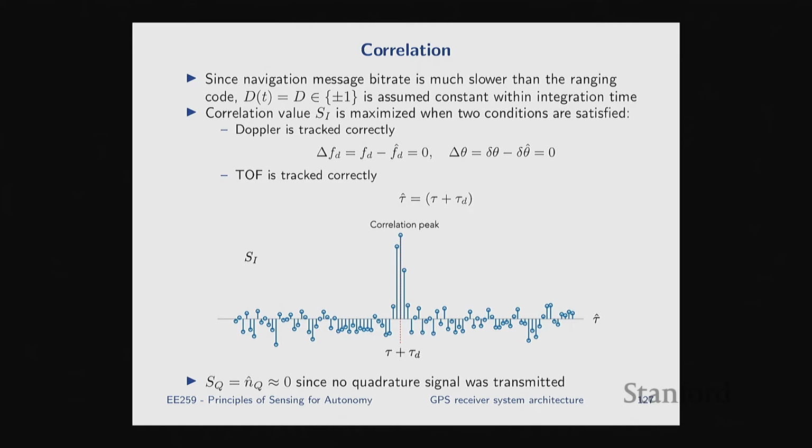So this is for the in phase. The quadrature output is just noise. So you just feed noise to the correlator. You get noise out. There's no peak. And that makes sense because we didn't send anything over the quadrature in this example. If you had another code over quadrature, that correlator would also have its own peak, related to the other ranging code. Any questions?